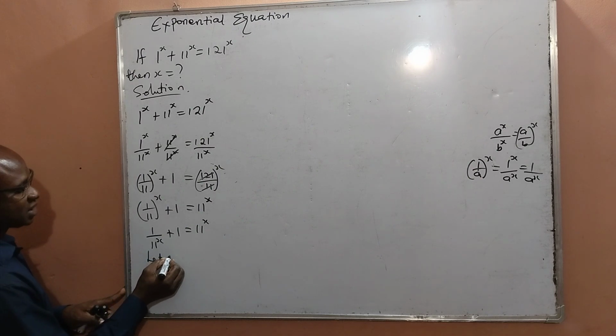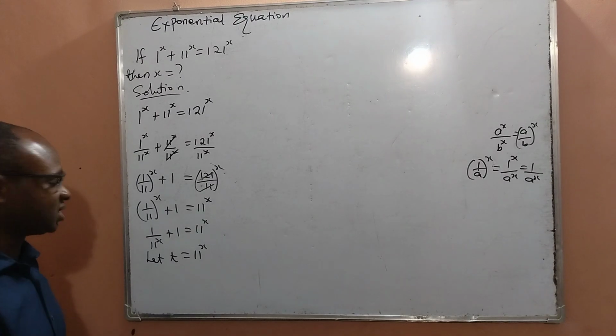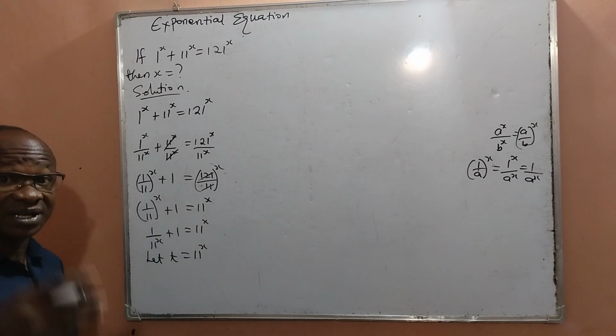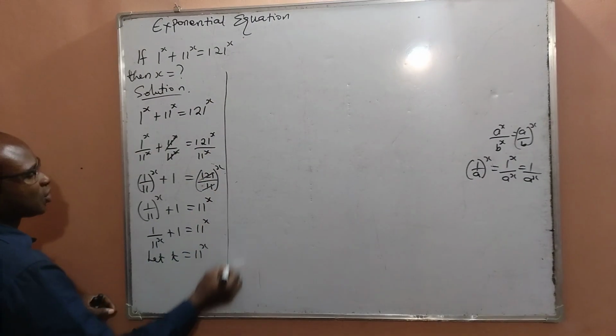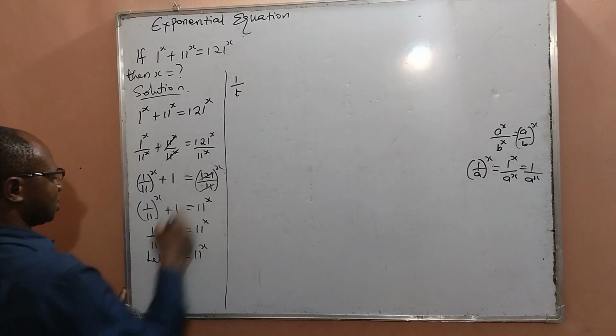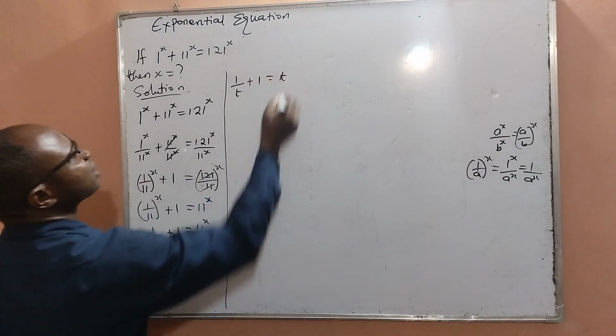At this point, let t be equal to 11 to the power of x. Anywhere I see 11 to the power of x, I will replace it with the letter t. Alright. Going forward, it means I will now have 1 all over t, then plus 1 is equal to t.